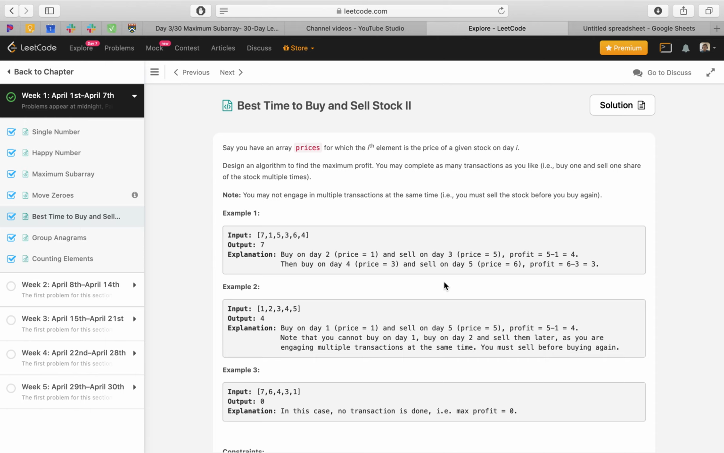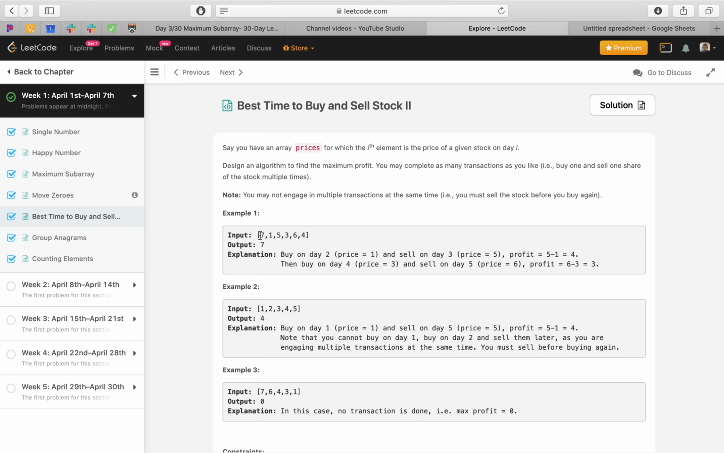So say you have an array of prices for which the ith element is the price of a given stock on day i. Design an algorithm to find the maximum profit. You may complete as many transactions as you like, buy one and sell one share of stock multiple times. You may not engage in multiple transactions at the same time. You must sell the stock before you buy again.